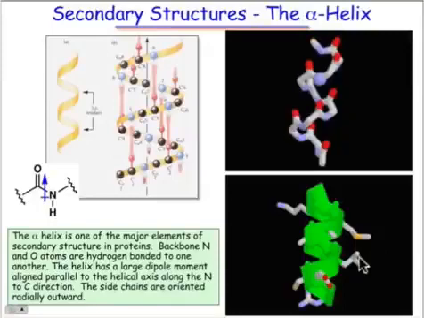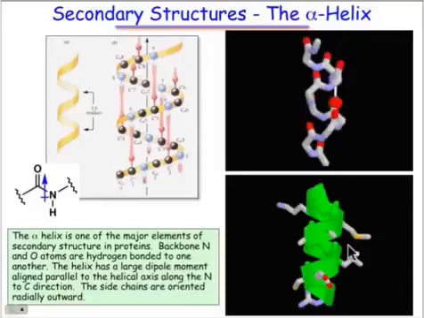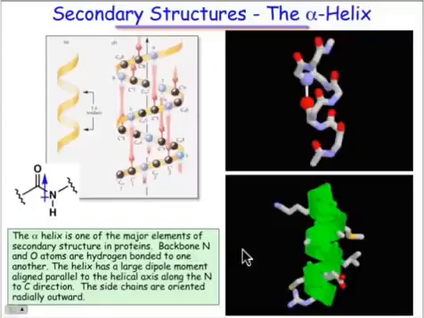In other words, the alpha helix provides this rigid scaffold which projects the side chains, orienting them outward radially from that structure.